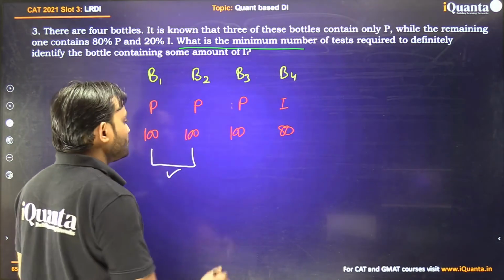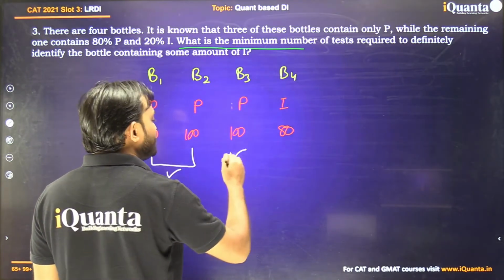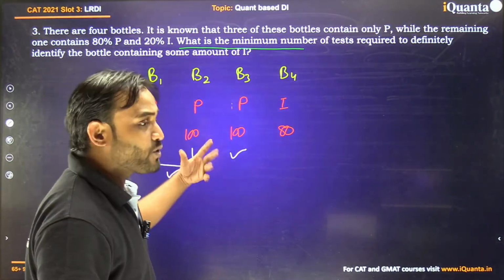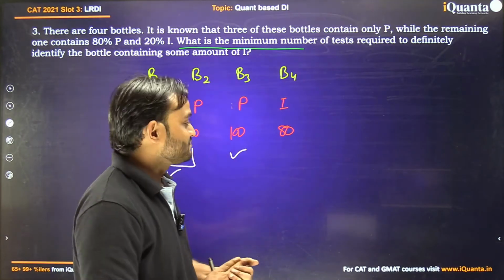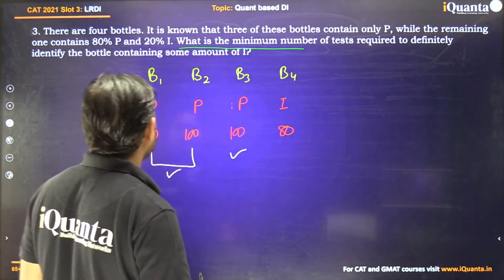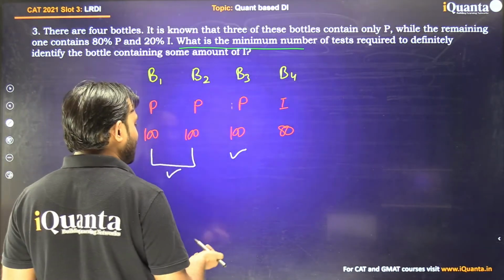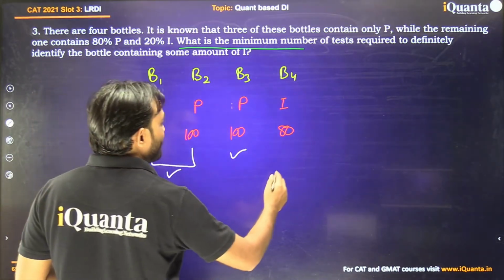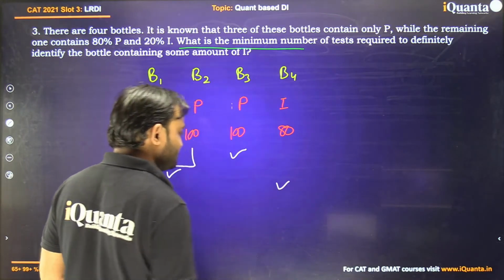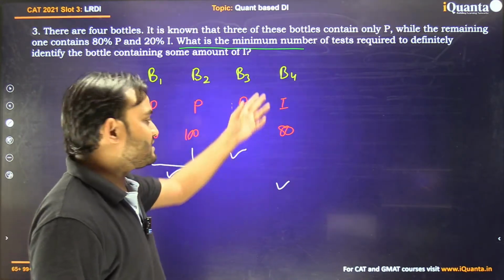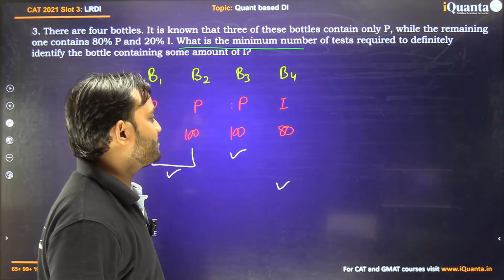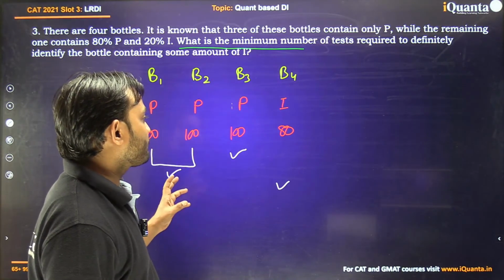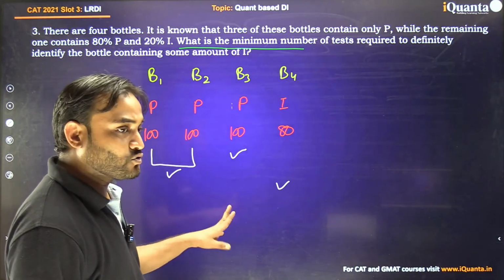So what we can do, we can try bottle 3. If we try bottle 3 and it's pure, then we know that the 4th bottle is impure, or it has 20% impurity. Or it's also possible that we try bottle 4 the second time and then we get that bottle 4 is impure. It has 20% impurity. So we can definitely find it in 2 ways.